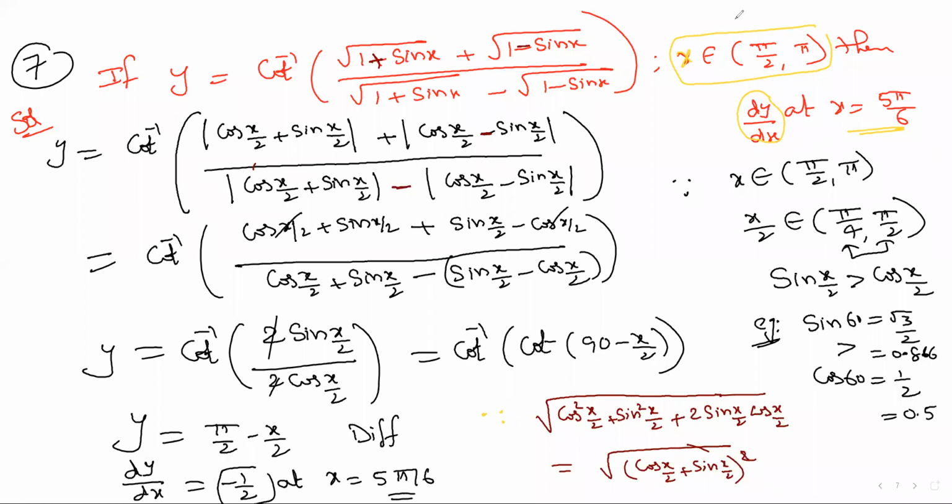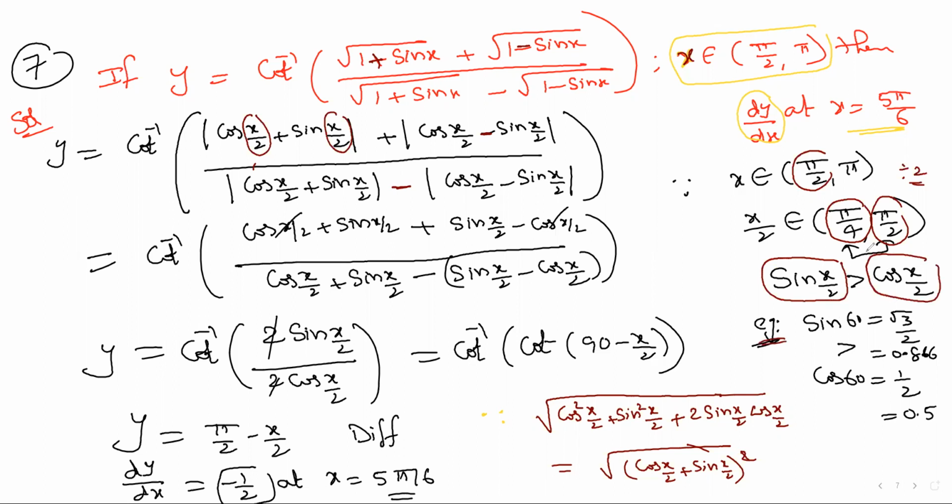Okay, from the statement, x lies between minus pi by 2 and plus pi by 2. But what is required here? X by 2 is required. Find out x by 2. Now divide by 2: x by 2 belongs to minus pi by 4 to pi by 4. Pi by 2 divided by 2 is pi by 4. So x by 2 lies in the interval pi by 4 to pi by 2. In this interval, sin x by 2 is greater than cos x by 2. What is the reason?